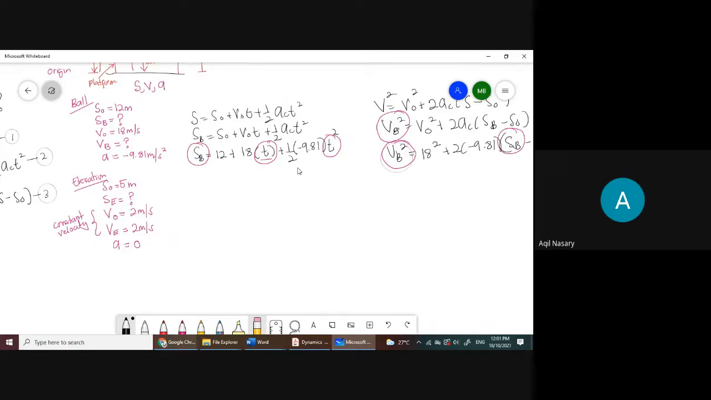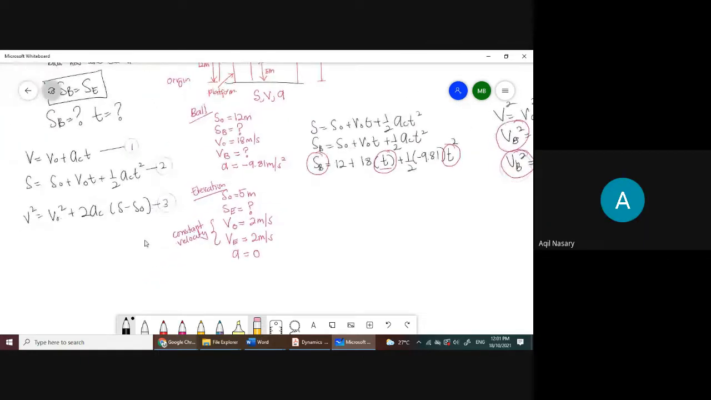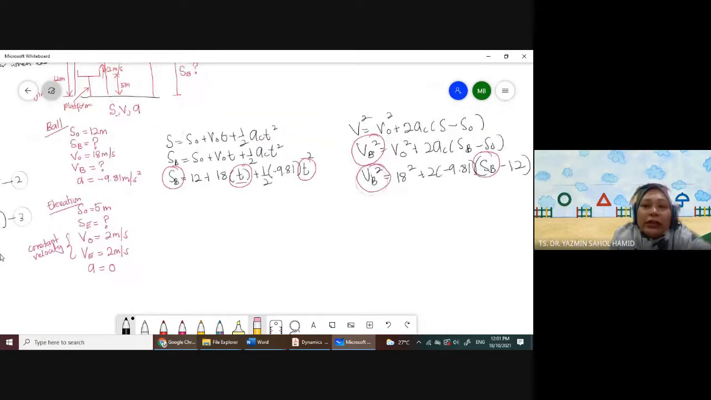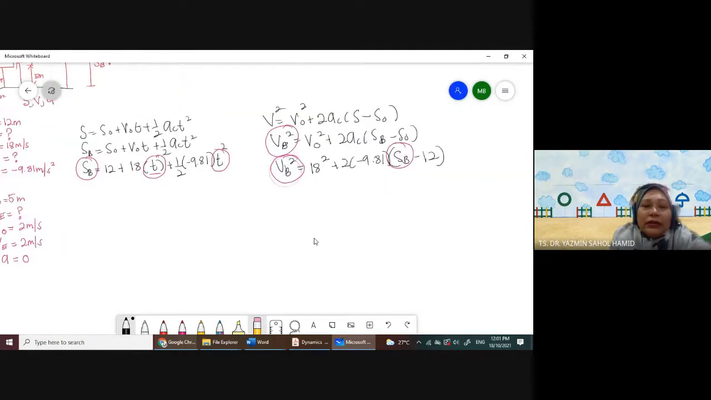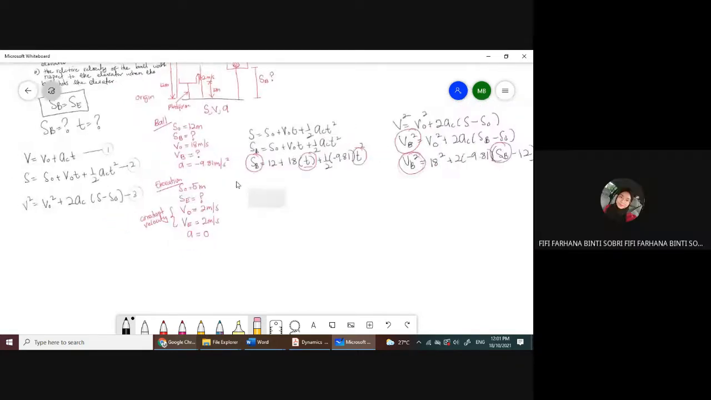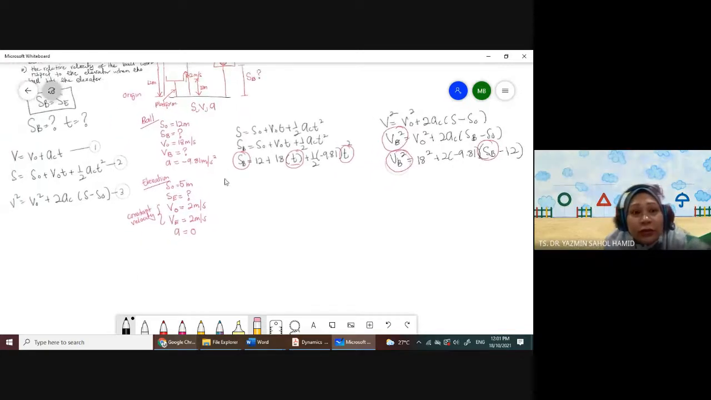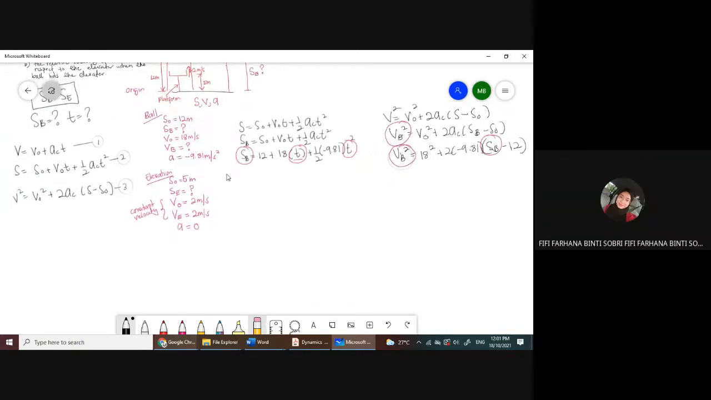Can we compare two equations, madam? Yes, you can. What is the trick here? Equation 2 and 3, can? Later 2 and 3 will have 3 unknowns: one SB, one T, one VB. No, that's not the solution. Use the third equation, but use the elevation. Then put in the unknown for the elevation, then we compare the ball's equation with the elevation's equation.